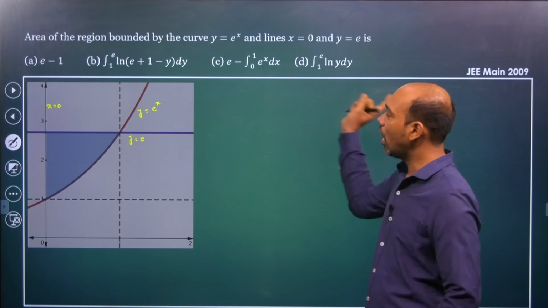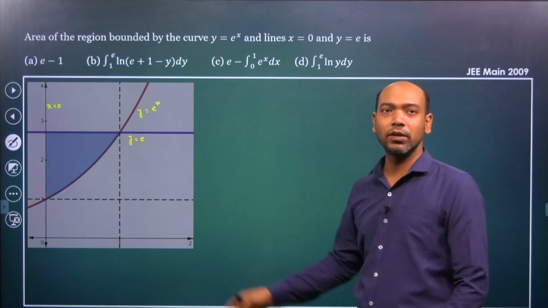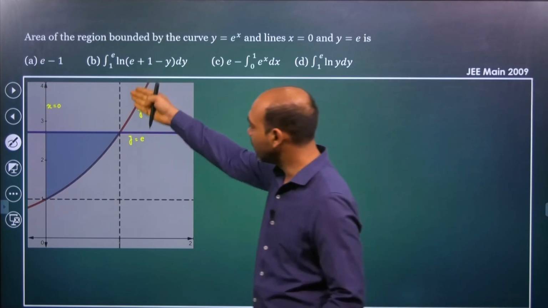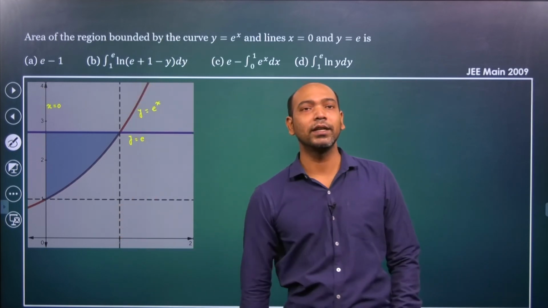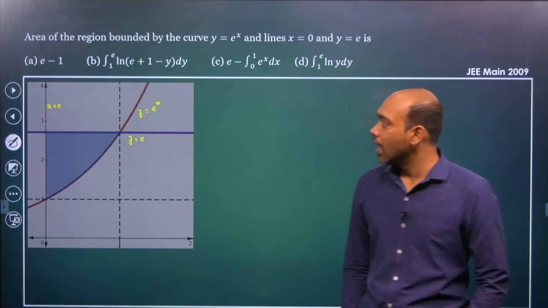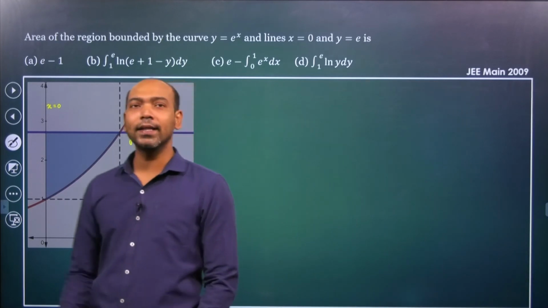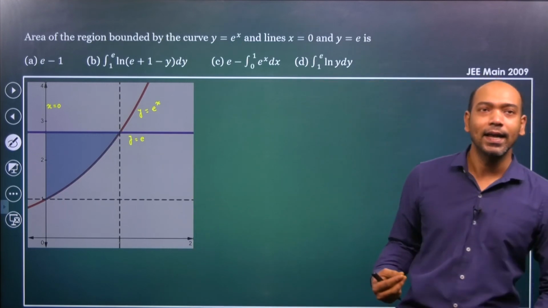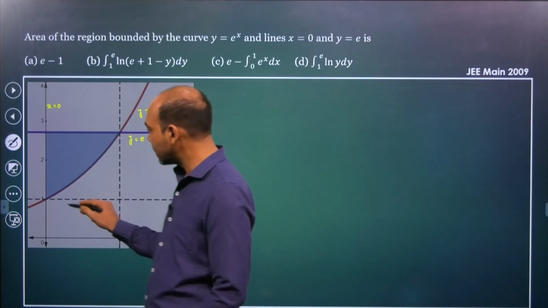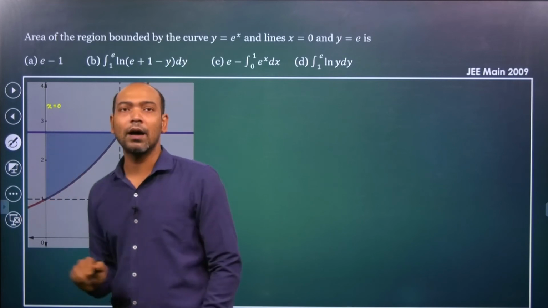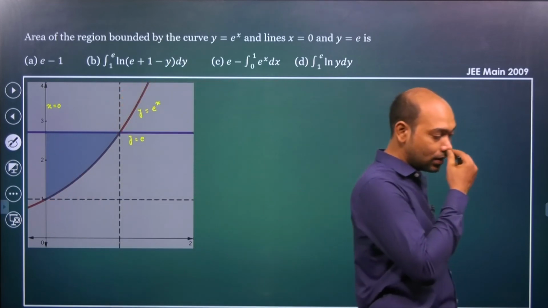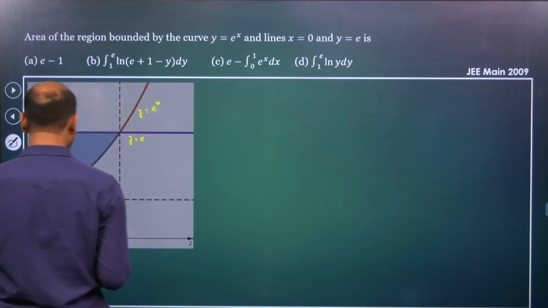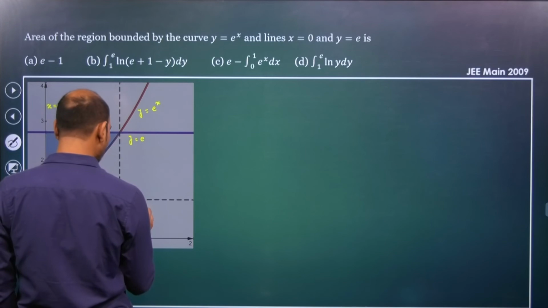Now see that y equal to e means the horizontal line, not the vertical one, because the vertical one I just drew to find the limits. Now we have to find the point of intersection. As the curve is drawn properly, you can understand it lies between some lower values and upper values in that limit. So that is y equal to e, and this other line is y equal to 1.